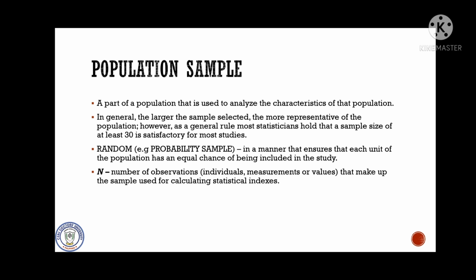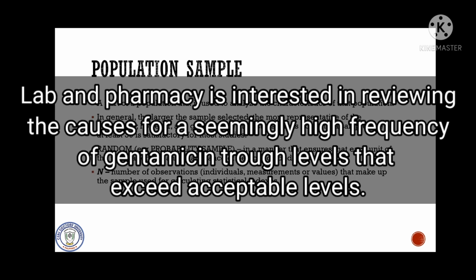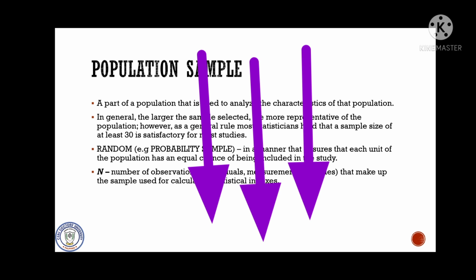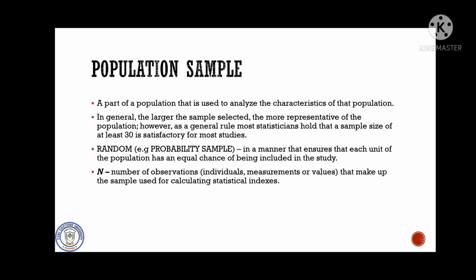Let's say, for example, the laboratory and the pharmacy may be interested in reviewing the causes for a seemingly high frequency of gentamicin trough levels that exceed the acceptable level. When you say trough levels, class, it means that there is a low point or the lowest point of activity of a certain medicine. Because when we calculate dosages in the hospital, especially for pharmaceutical students, they always check the peak and the trough levels of each medication. Okay, let's go back to our example.